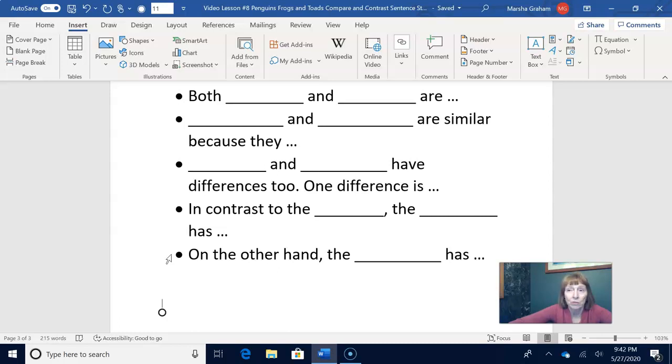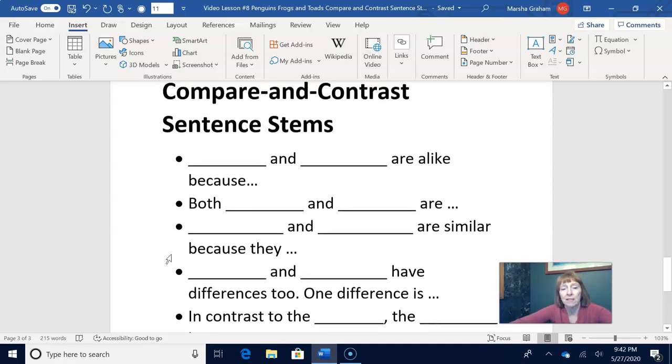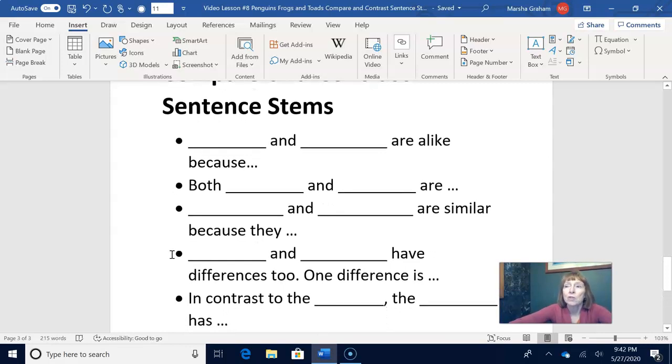So third graders, here's your assignment. You are to read the Venn diagram about porpoises and dolphins and use your compare and contrast sentence stems to write at least 3 sentences explaining how porpoises and dolphins are similar and different. Take a picture of your page with your sentences and send it to your teacher. I can't wait to see what you come up with.